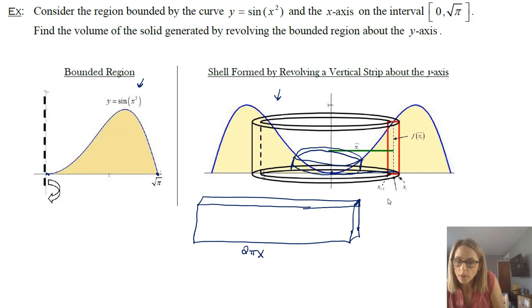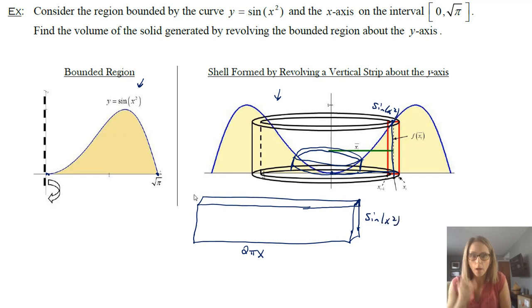And you can see that because you're going from 0 out to wherever that x is. And then the height of this cylindrical shell is some value here, but that's just whatever the function is. And in this case, that is sine of x squared. So that's our height, sine of x squared.